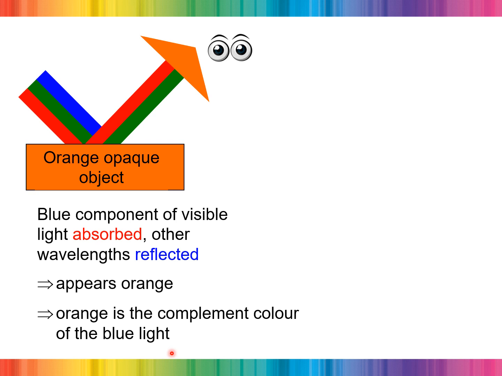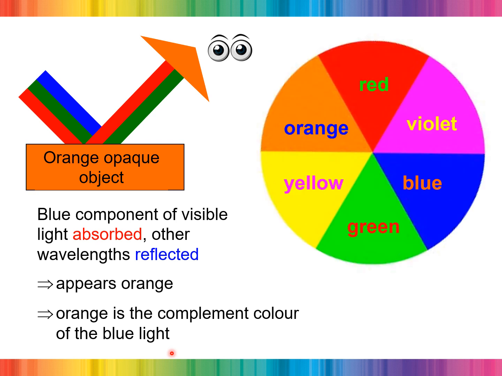Okay, and orange is the complement color of blue light. And how do we know it? Because there is a certain color wheel we can use to help us see it. A quick, simple way to see that orange is the complement color of blue is that in this circle, you have to break it out into 6 parts.